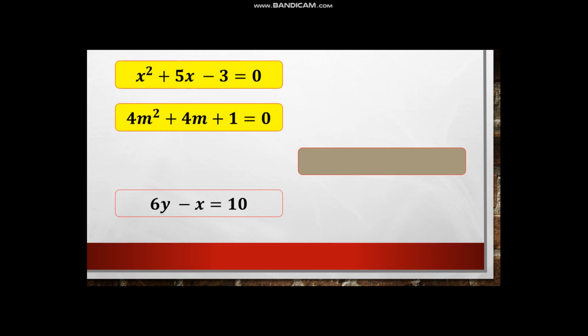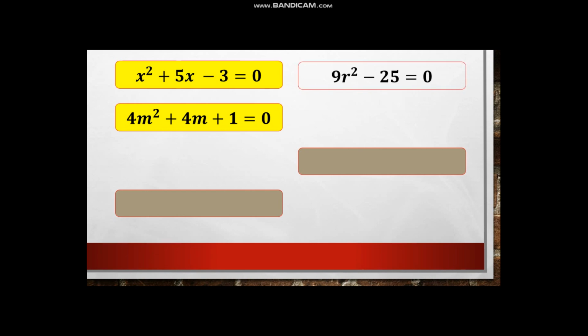Okay, this is a linear equation because there is no quadratic term. Next, 9r squared minus 25 equals 0. Again, because of the presence of the quadratic term, because of the presence of an exponent of 2, it is considered a quadratic equation.